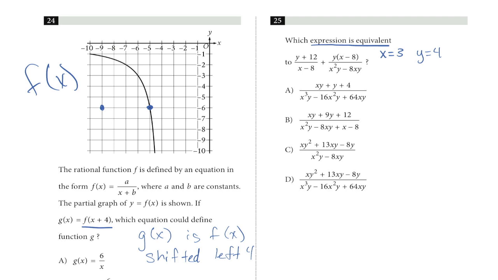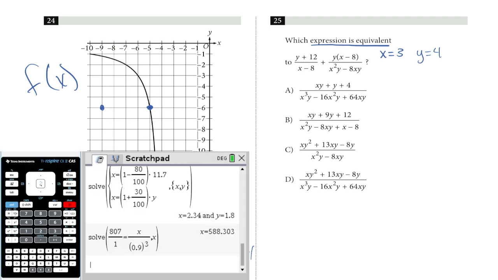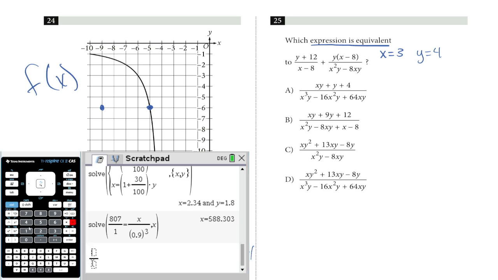So what we're going to do is, in the given expression, we're just going to go to our calculator and type it in exactly how it is, except we're going to put the numbers instead of letters. So I'm doing a fraction and it's y plus 12. Well, I made y 4, so I'm going to do 4 plus 12. And the bottom is x, which I made 3. So 3 minus 8. And then plus, control divide because it's another fraction. So then it's y times x minus 8. So y I made 4 times parentheses x, which I made 3, minus 8. Close parentheses. We'll go to the bottom.